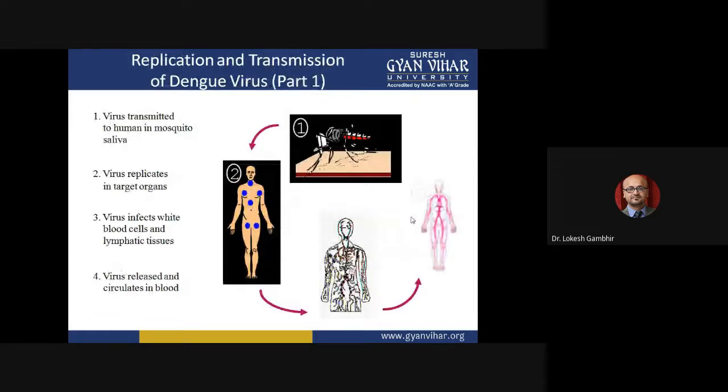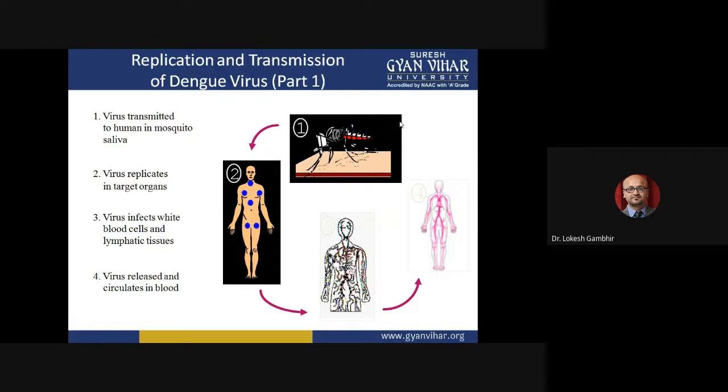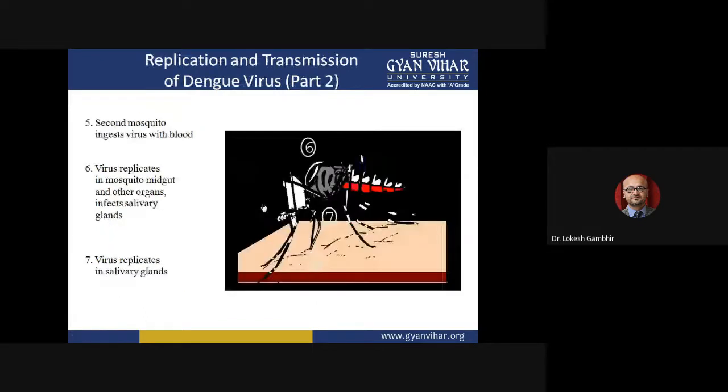So what is happening here? Virus is transmitted from human into the mosquito. Now see, the blood is being sucked by the mosquito. While it is sucking the blood, the virus is never retained in the saliva. It goes directly to the midgut. Then the mosquito will infect a healthy individual. Then the virus will infect the blood cells or the lymphatic tissue, and then the virus will be released inside the blood, causing the viremia.